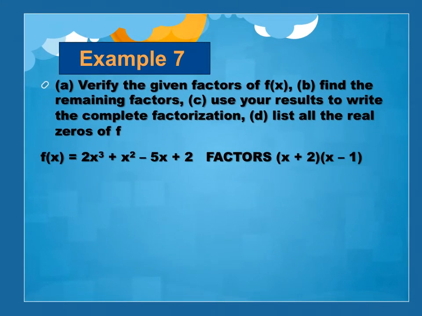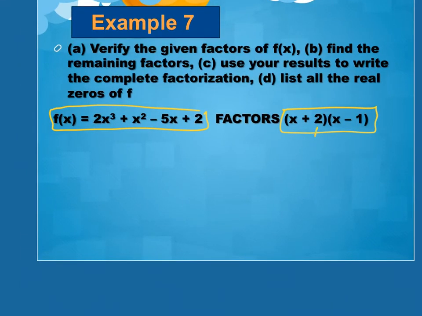Now it builds. Verify the given factors of f of x. Find the remaining factors. Use your results to write the complete factorization and list all the real zeros. So here is my initial function. And this time, I'm given 2 factors. So you actually have options here. You can use synthetic division with negative 2, and then use synthetic division with 1. I'll show you that process. So my first 0 here is negative 2, and my second one is 1.